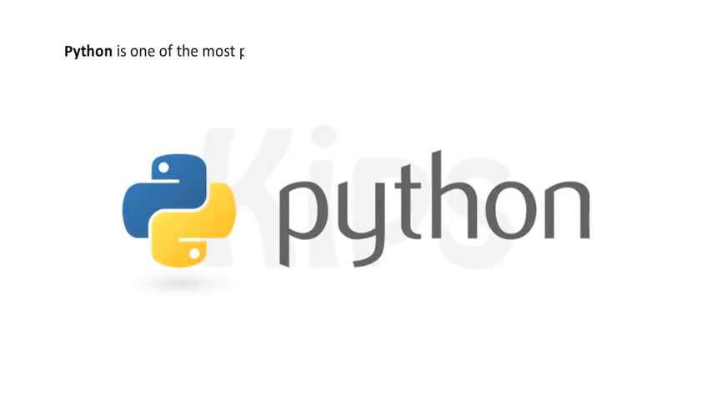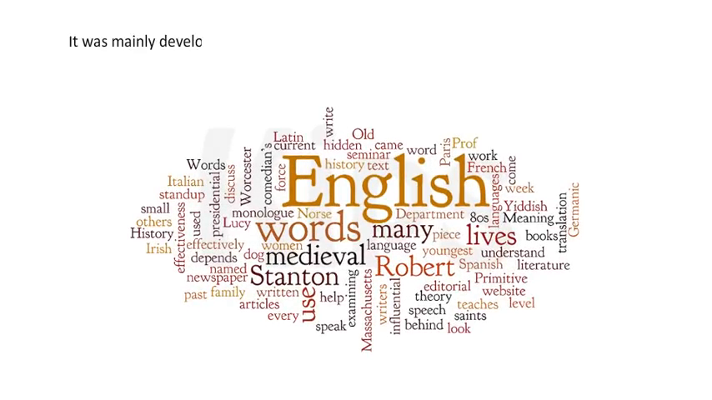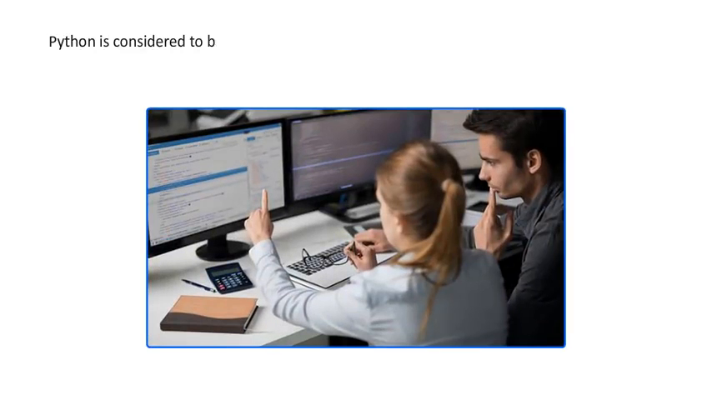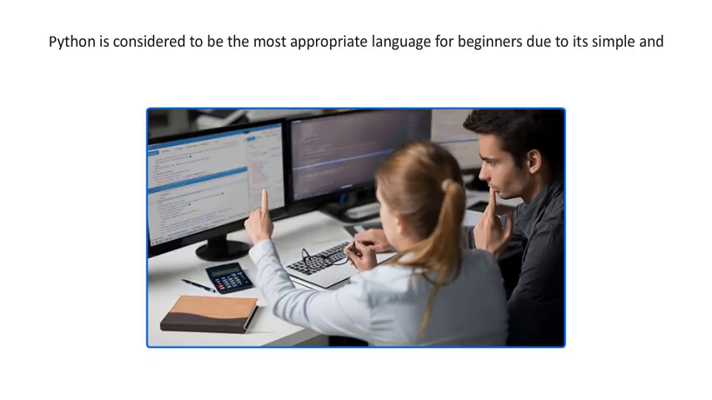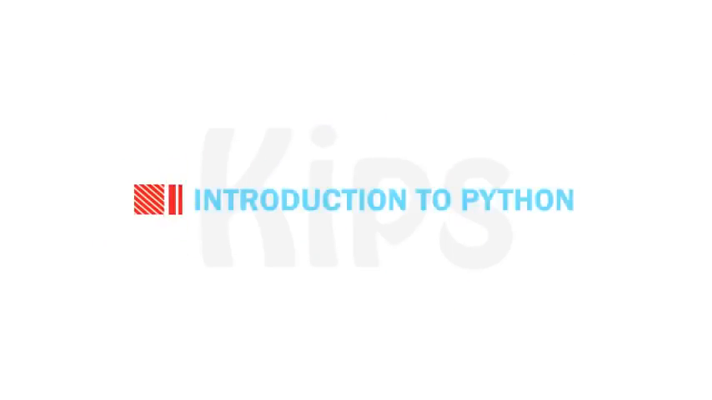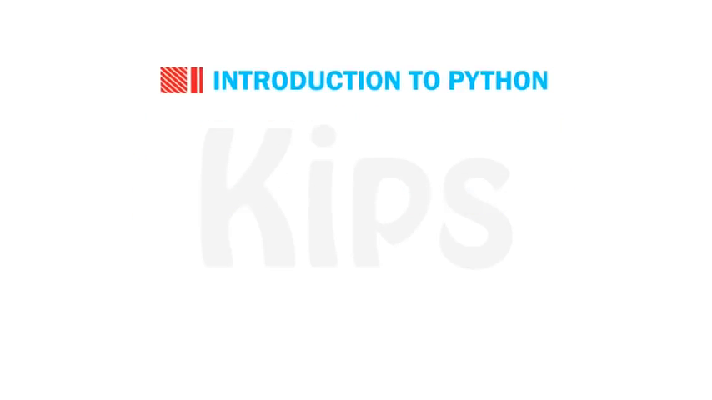Python is one of the most powerful, high-level, object-oriented programming languages. It was mainly developed to emphasize code readability, for which it uses English keywords very frequently. Python is considered to be the most appropriate language for beginners due to its simple and clearly defined syntax. In this chapter, we will learn about the basics of Python language. First, let me introduce you to Python.